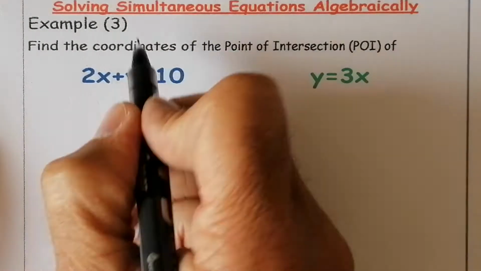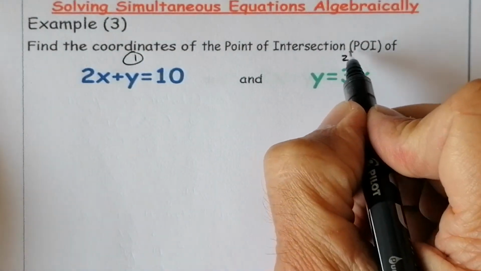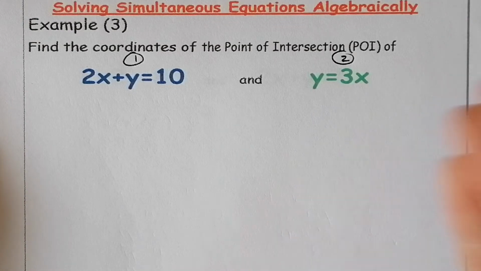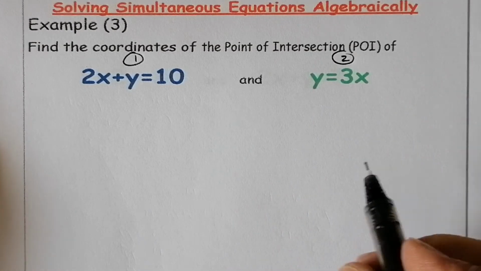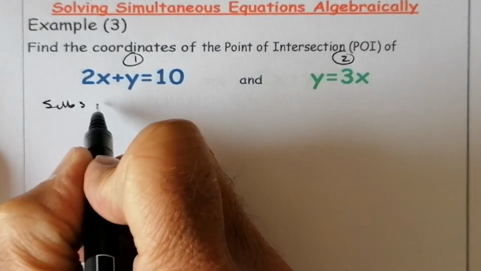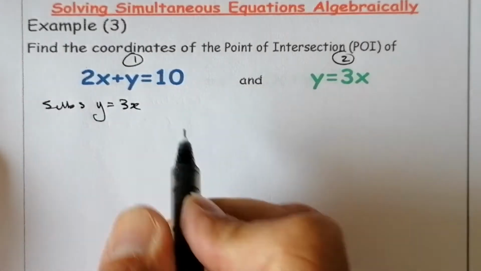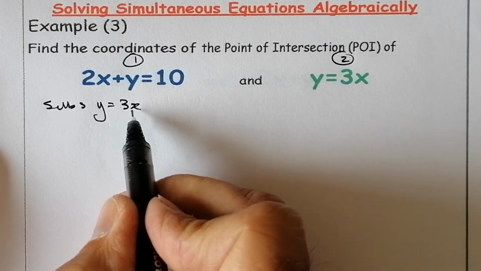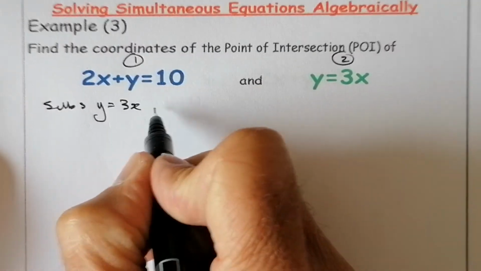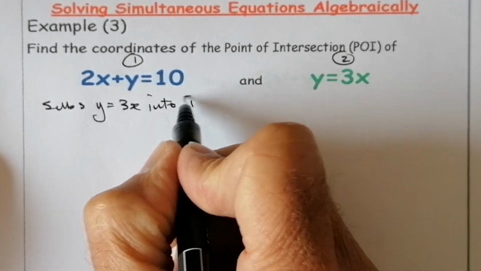Okay, so equation number 1 at this side, that's equation number 2. I'm going to get one of my equations into the y equals form. So that one's already there, so I'm happy enough with that. What I'm then going to do is substitute my equation number 2, which is y equals 3x, because I know that y is equal to 3x, so I'm going to replace the y with 3x. I'm going to substitute that into equation number 1.